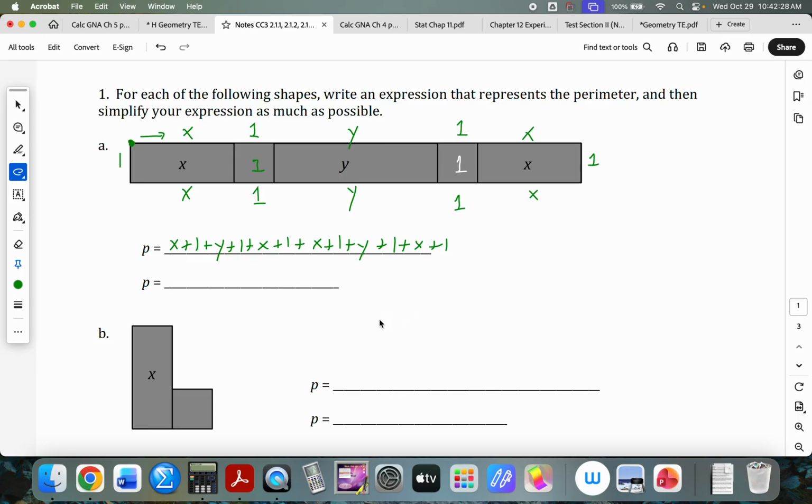And then we're simply going to say, well, how many x's do I have? I've got 1, 2, 3, 4 x's. And we've got 2 y's. And we've got 1, 2, 3, 4, 5, 6 ones added together, so that's 6.